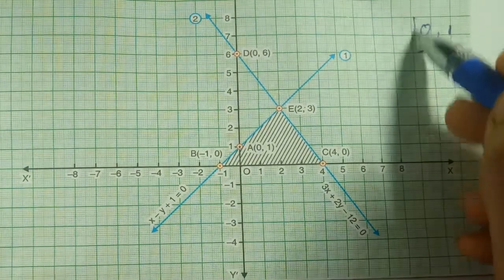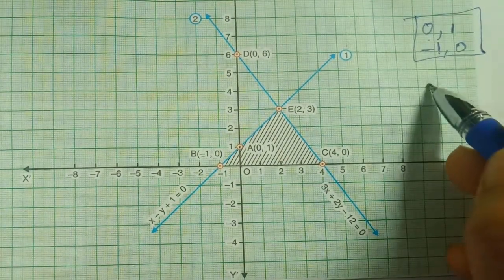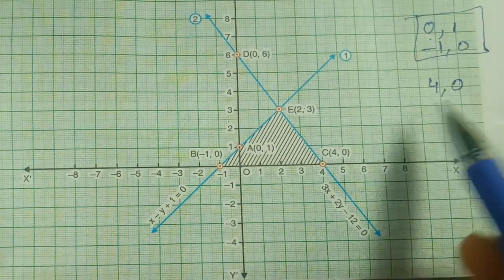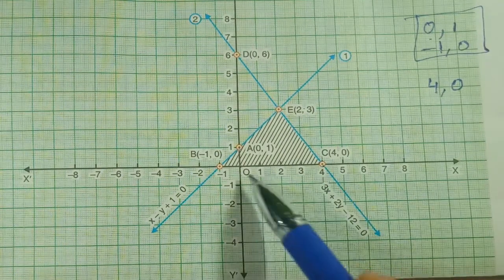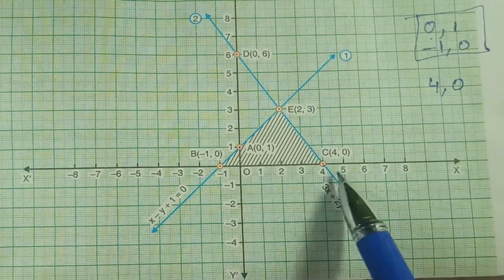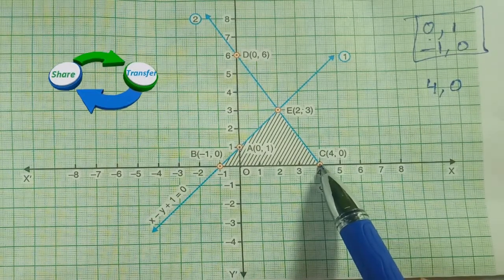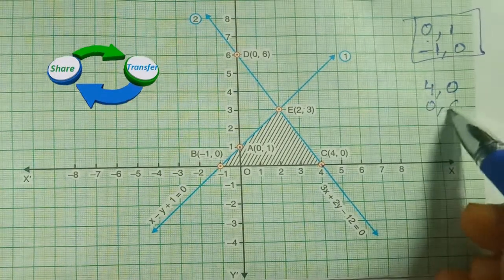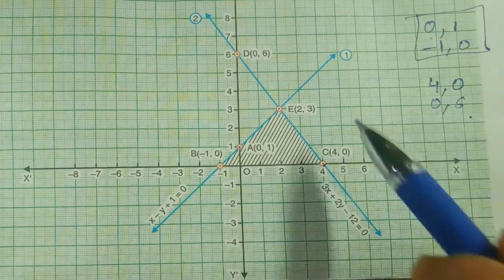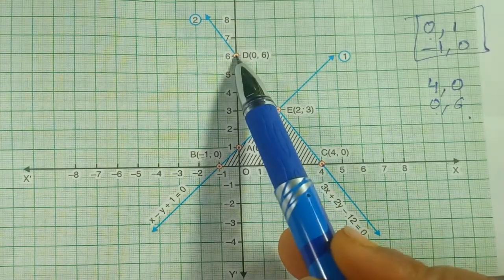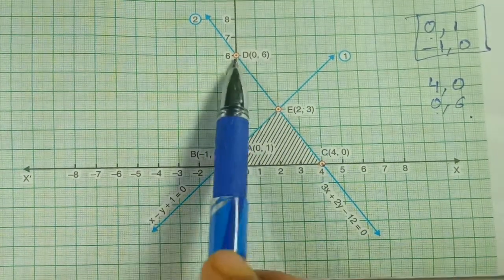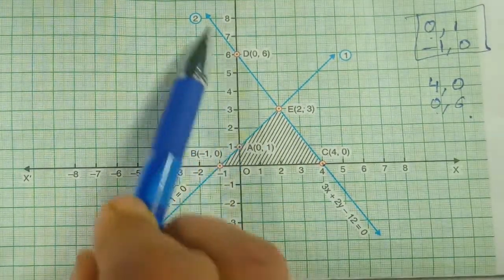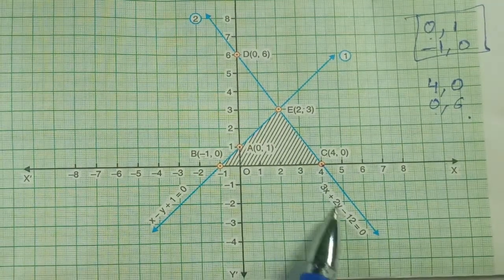Now for the second equation, we have the value of x equal to 4 and the value of y equal to 0. X is 4, y is 0, which means on the positive side of the x-axis. So this point C is denoting 4 and 0. Next is 0 and 6. X is 0 and y is 6 over here. D denotes 0 and 6. So joining these two points C and D, draw the line. This is the line showing the graph of the second equation.